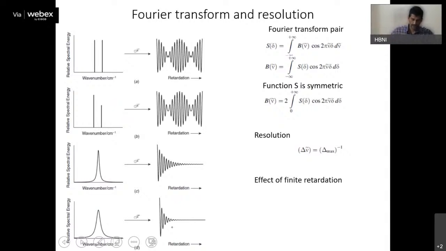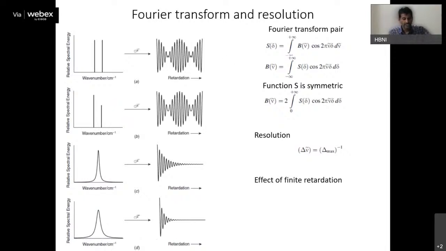Now let's consider that we have two wavelengths coming into the system. When these interfere, depending upon the retardation, because there are two frequencies, you will get a beat frequency, and this envelope gives the difference in the frequency of these two wavelengths.